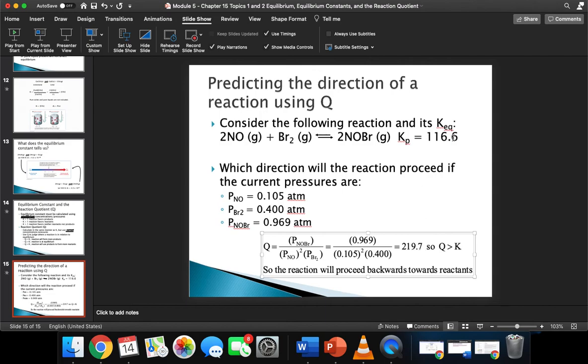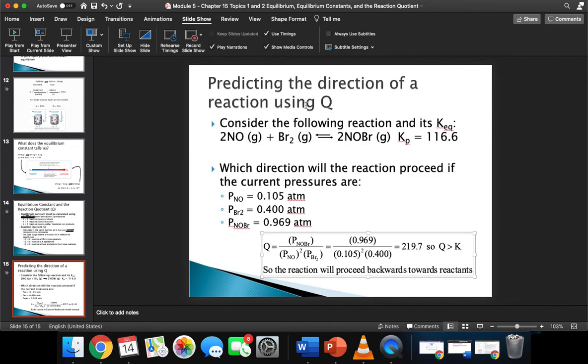And if the equilibrium constant is 116, the important part of all this is that Q is still bigger than K. And if Q is bigger than K, that means we already have more products than we're supposed to, which means the reaction will go backwards towards reactants in order to get to that equilibrium state that all reactions try to get to.